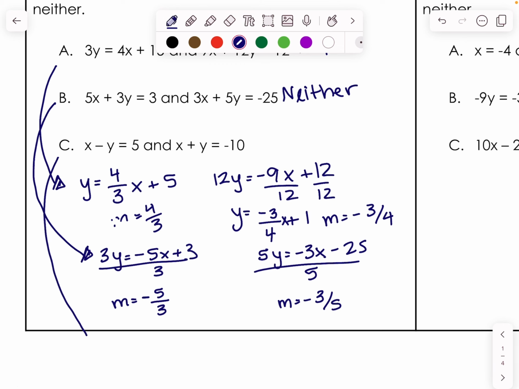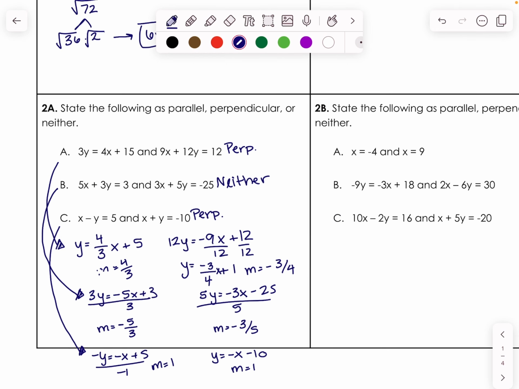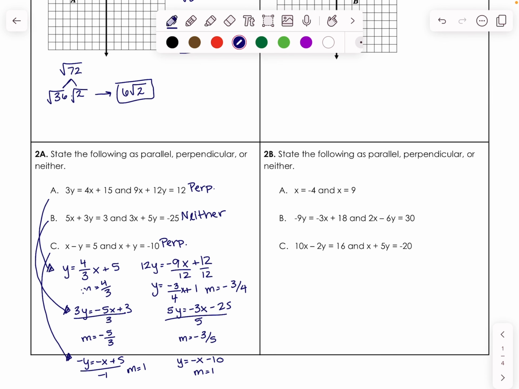All right, and then our last one for C. I just move that x over, so I have negative y equals negative x plus 5, divide by negative 1. Negative over negative is positive, so our slope is 1 on the left. Then if we subtract the x, our slope is going to be negative 1 on the right, and those are opposite reciprocals as well, so those are perpendicular. All right, then y'all would do 2B.